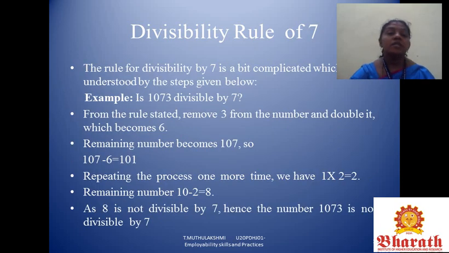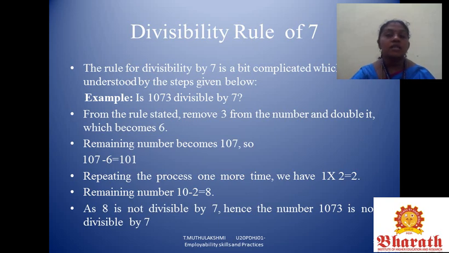Next rule, divisibility rule of 7. The rule for divisibility by 7 is a bit complicated, which can be understood by the steps given below. For example, you take the number 1073. So is 1073 divisible by 7? From the rule stated, remove 3 from the number. Then you double the number 3, which is 6. So the remaining number becomes 107.